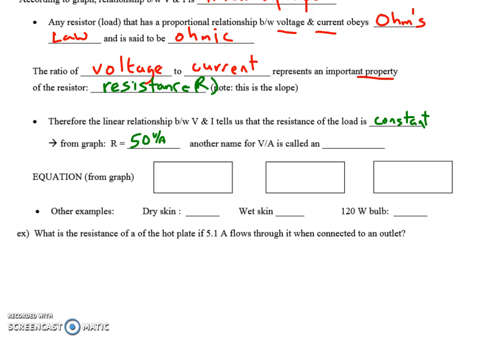Okay? Now another name for a volt per amp, in other words, the unit for resistance, is called an ohm. Appropriately enough, after Georg Ohm, and it has a funny looking symbol. Looks like an upside down horseshoe. That's the Greek letter omega, actually the capital omega. We did lowercase omega for angular velocity.